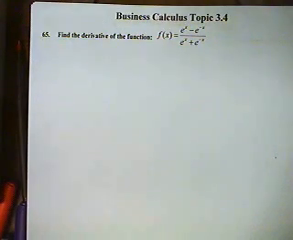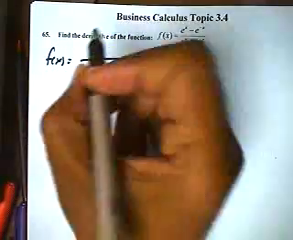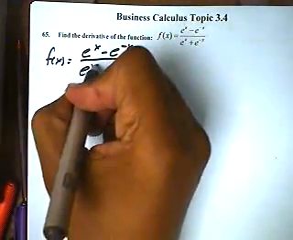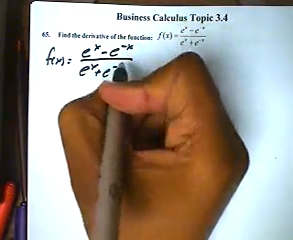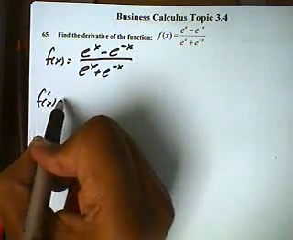This is calculus, topic 3.4. We're going to find the derivative of the function f of x. f of x is (e to the x minus e to the negative x) all over (e to the x plus e to the negative x). We're going to use the quotient rule to start off taking the derivative of this.